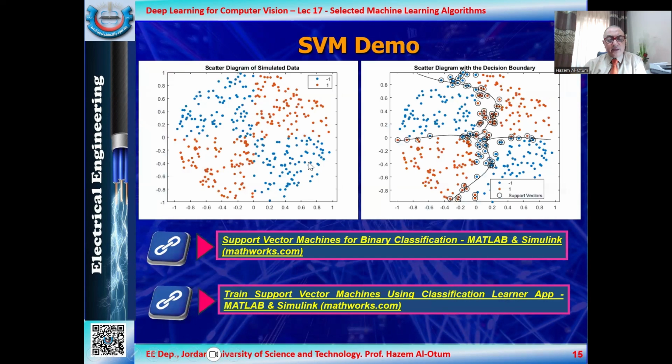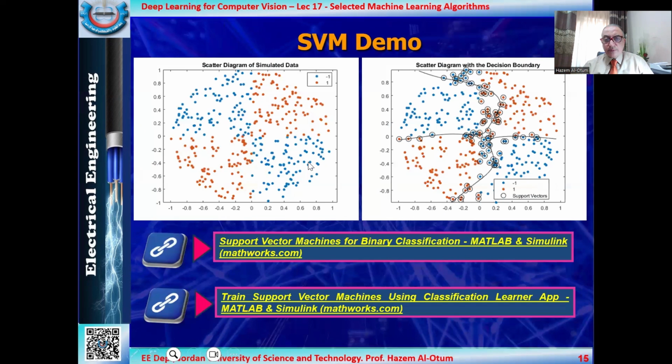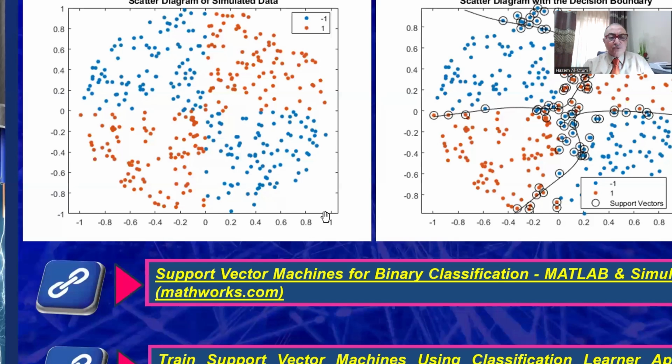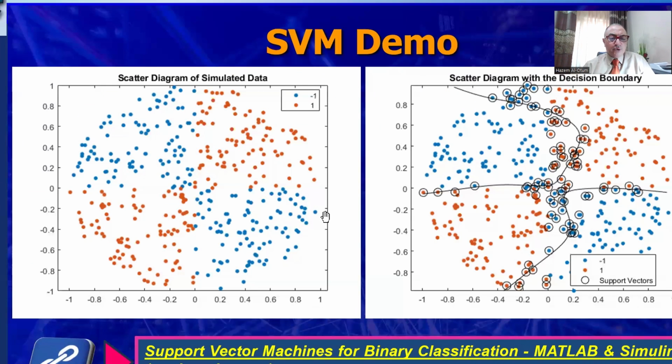Here you can see, if I zoom in a little bit, this is the input data. We have the scatter diagram for the input data. Here we have two values, -1 and 1. So the red is 1 and the blue is -1. This is the data scattered in the scatter plot.